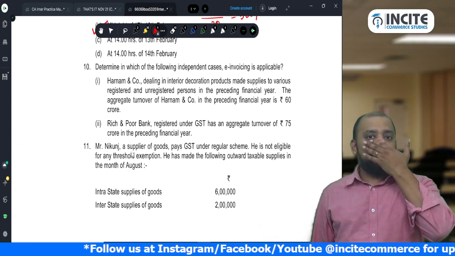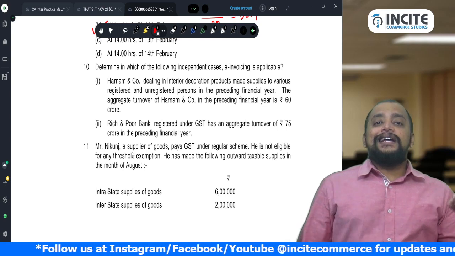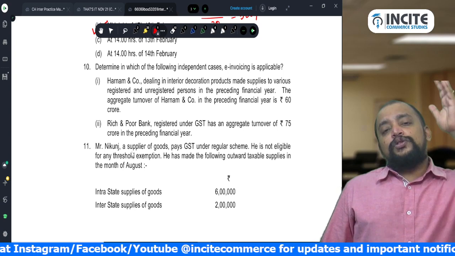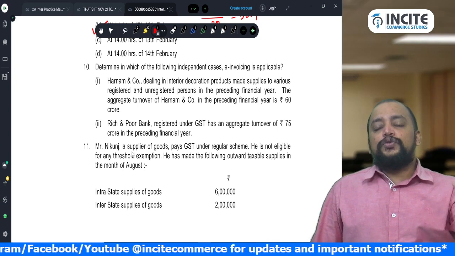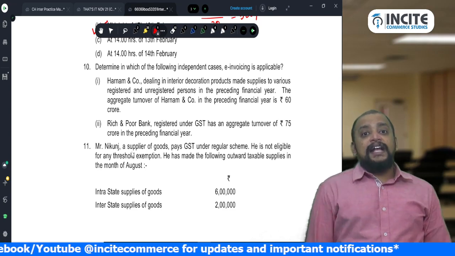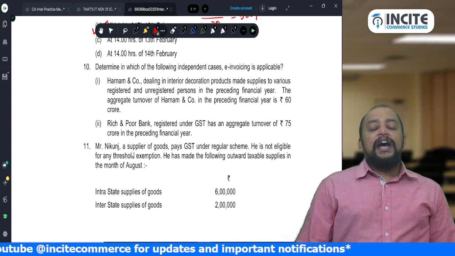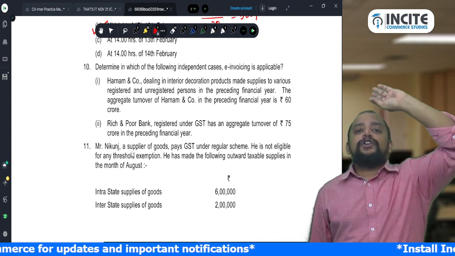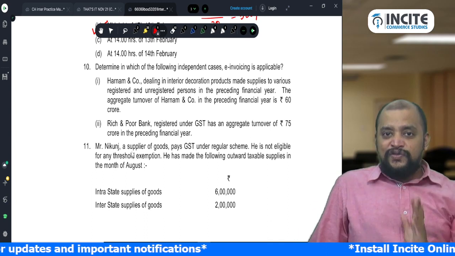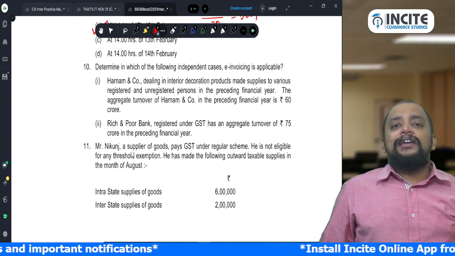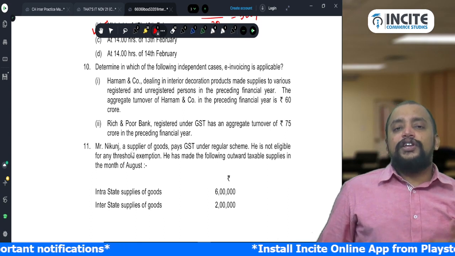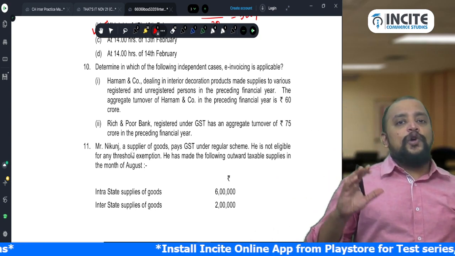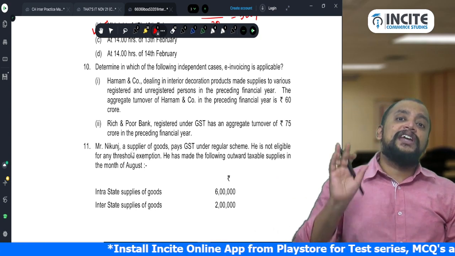See, e-invoicing is applicable when aggregate turnover in any of the preceding financial years from 2017-18 till 2020-21 exceeds 50 crores. Okay, aggregate turnover during any of the financial years from when to when? From 2017-18 to 2020-21 exceeds 50 crores. Then during the current year, for the outward supplies, for B2B supplies, we need to give e-invoice.